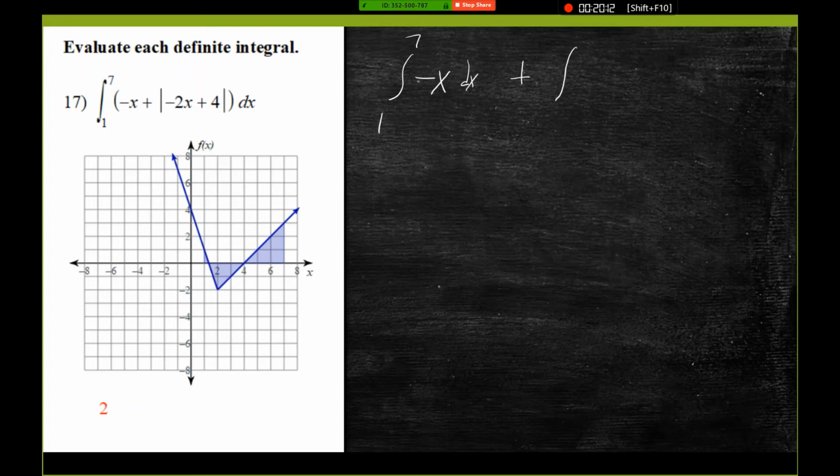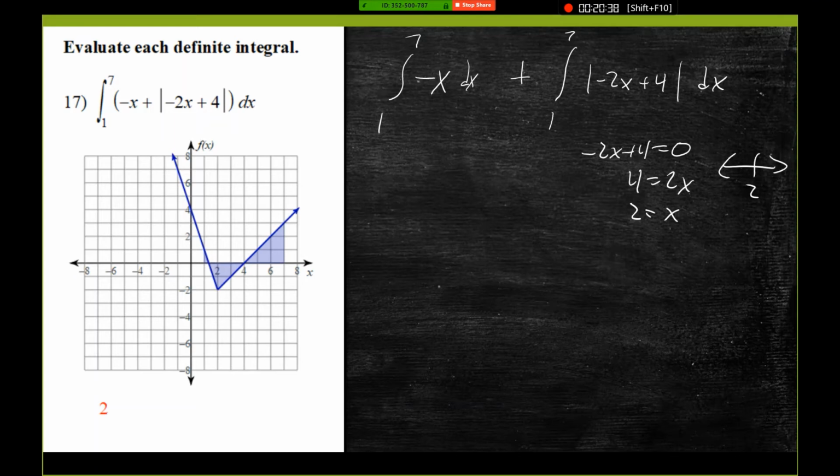So I've got a separate integral now from 1 to 7 of everything that is within that absolute value, which is -2x plus 4 dx. Okay, then I'm going to take a look at this -2x plus 4 and try to figure out when it would be negative. So -2x plus 4 is equal to 0 whenever x is 2, and I'm going to split around that into my original function.